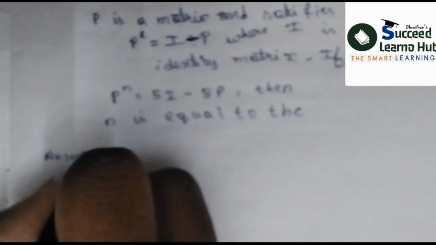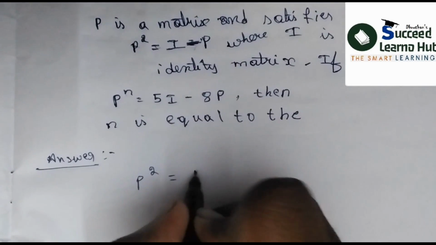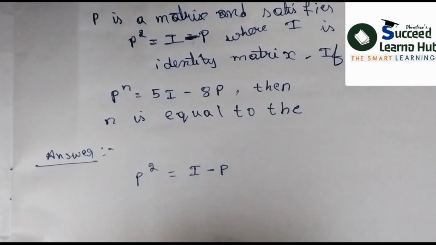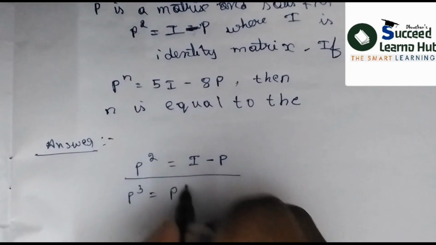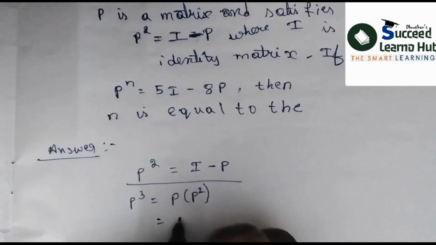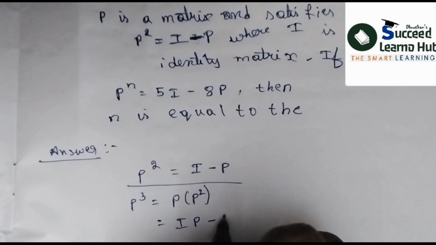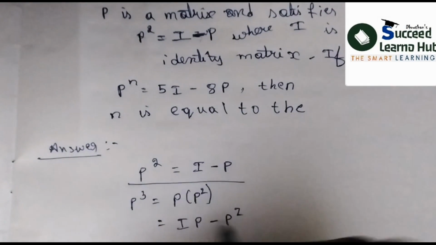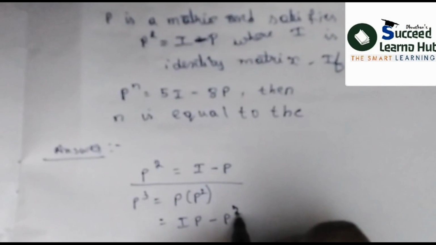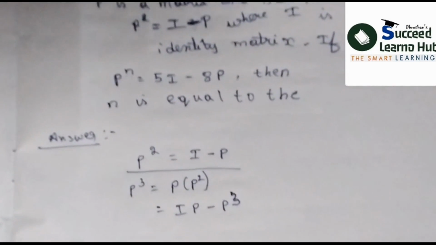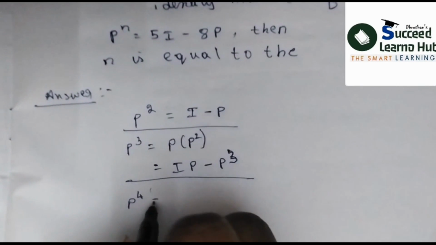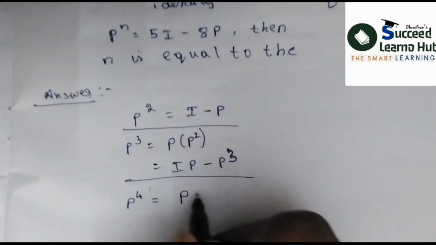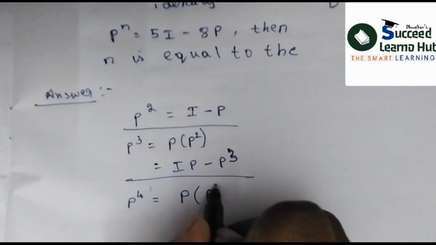Solution. P square is equal to I minus P. Then P cube is equal to P into P square, which comes out to be IP minus P square. Sorry, it's P cube. Similarly, P to the power of 4 is equal to P into P cube.